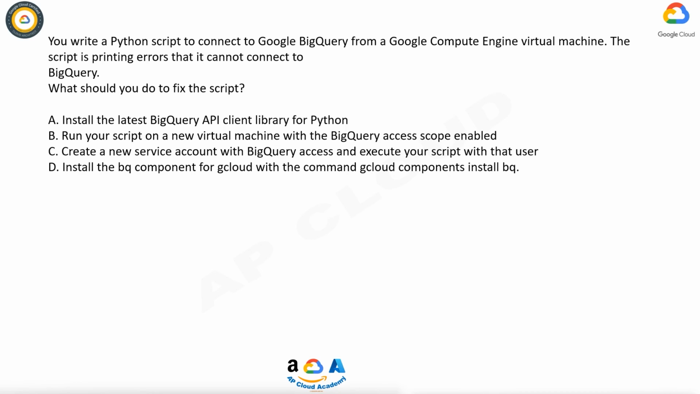A. Install the latest BigQuery API client library for Python. B. Run your script on a new virtual machine with the BigQuery access scope enabled. C. Create a new service account with BigQuery access and execute your script with that user. D. Install the BQ component for cloud with the command cloud components install BQ.